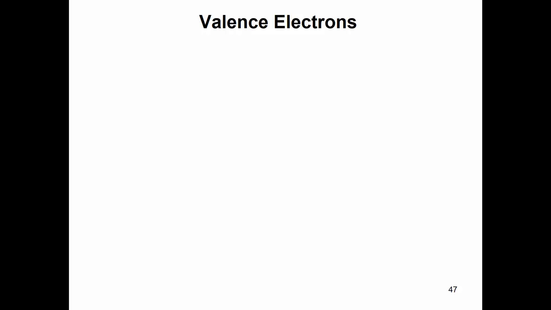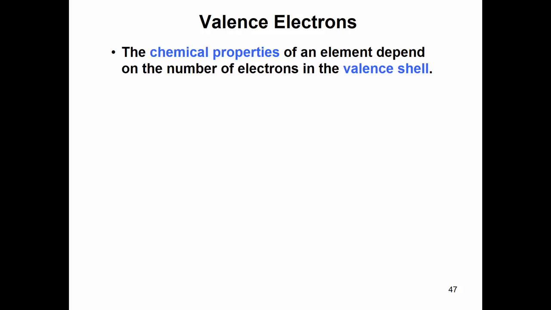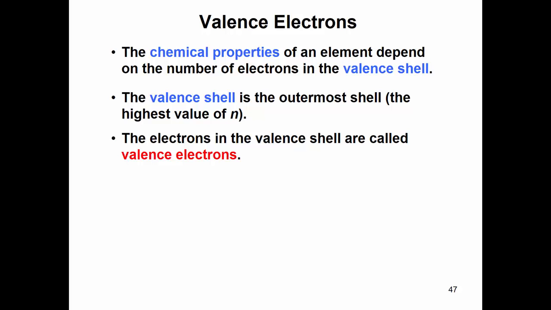So first of all, what are valence electrons? Valence electrons are the outermost electrons around the nucleus, and the chemical properties and how an element reacts depend on these valence outer shell electrons. We say that they're in the valence shell, the outermost shell.